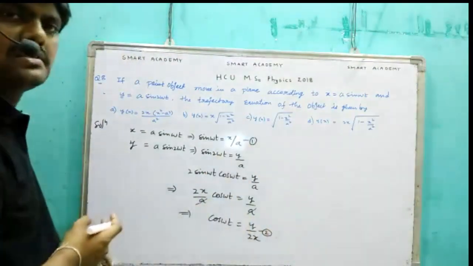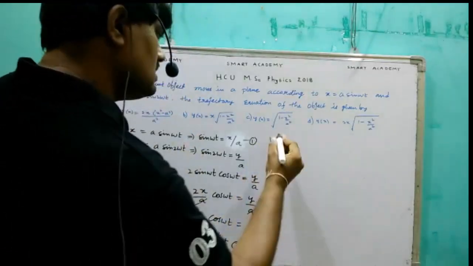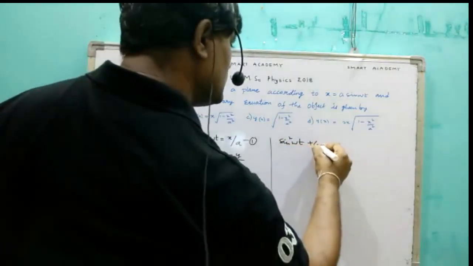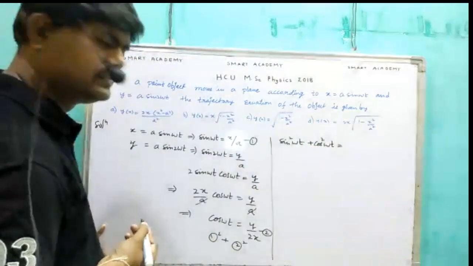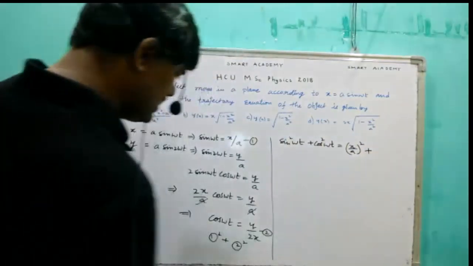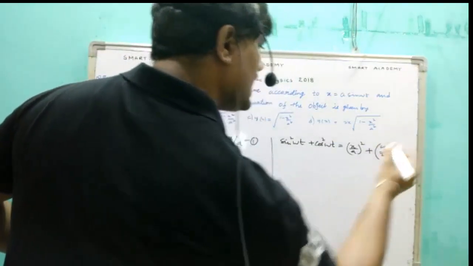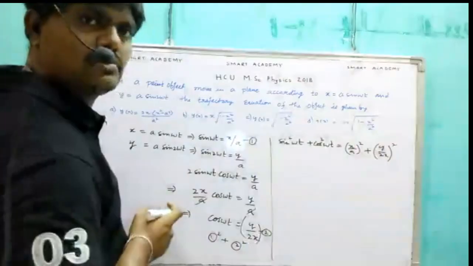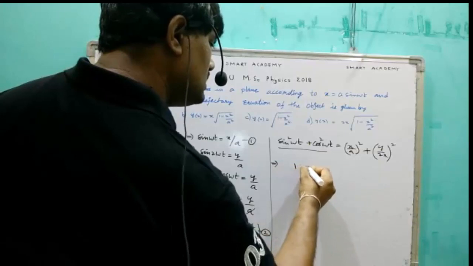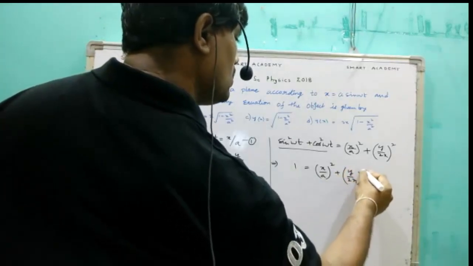Now squaring and adding these two equations, equation 1 squared and equation 2 squared, we get sin square omega t plus cos square omega t on the left hand side, equal to, on the right hand side, x by a whole square plus y by 2x whole square. Here we have to find the y value. Already we know that sin square omega t plus cos square omega t equals 1. So 1 equals x by a whole square plus y by 2x whole square.